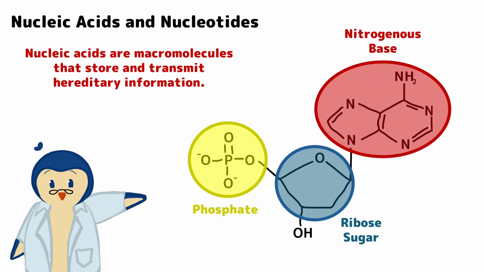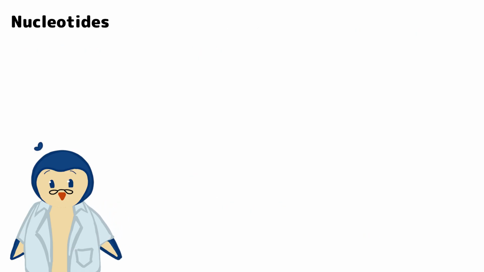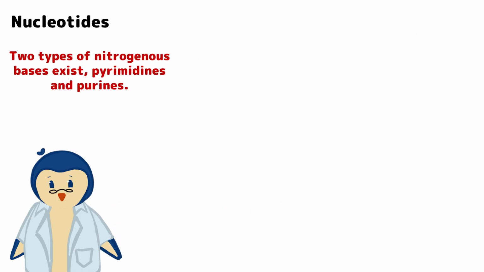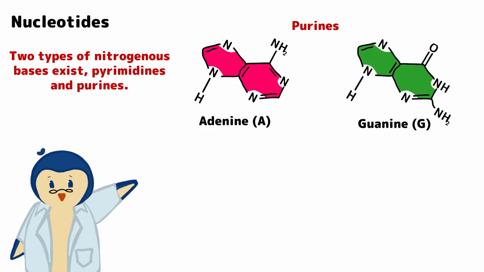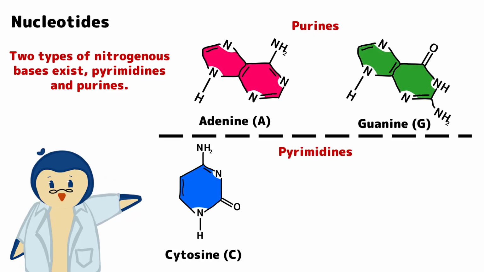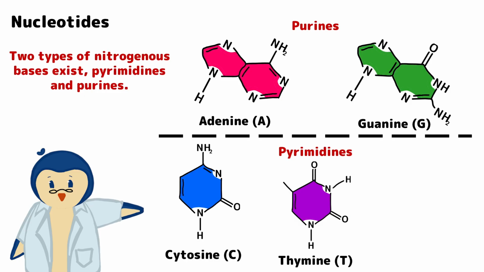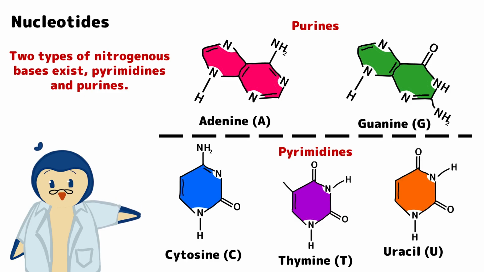And now let's dive deep. So what are their classifications? Well, they can be classified into two groups according to their nitrogenous bases. They are pyrimidines or purines. So purines are mainly adenine and guanine, and the pyrimidines are the cytosine, thymine, and uracil. And we will later on discuss when each one of them is used and how.